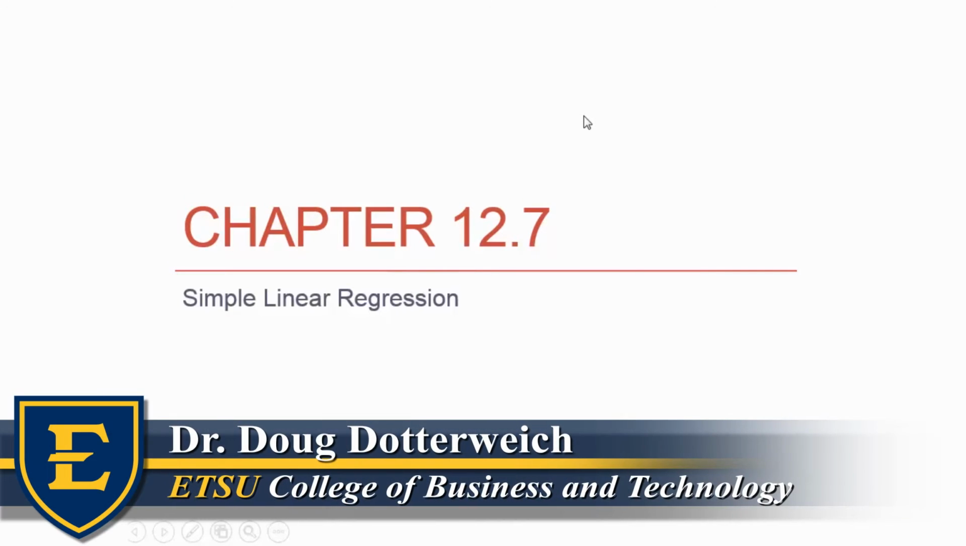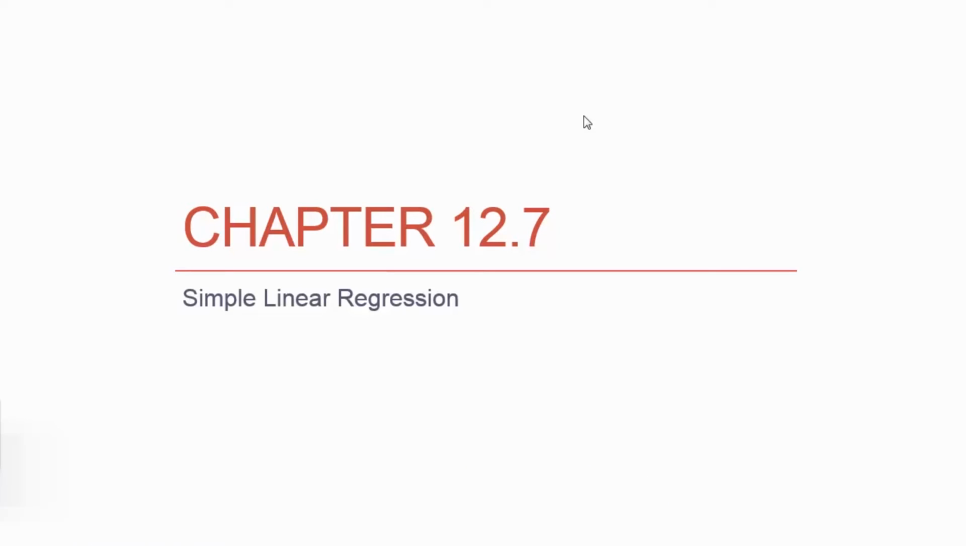This is chapter 12.7, simple linear regression. And this is a problem similar to what you're likely to have on your exam with multiple parts, and each part will be worth a certain number of points. So I wanted to give you an example that you could follow to see how you need to address those questions and how you need to find the information on the regression printout.